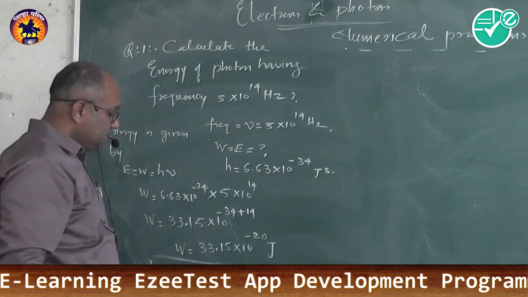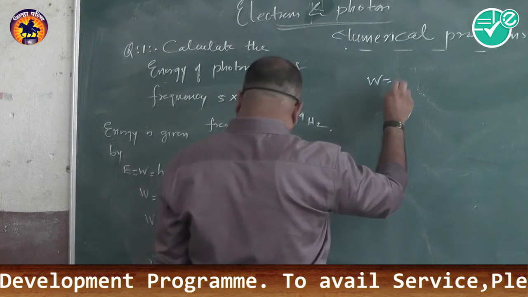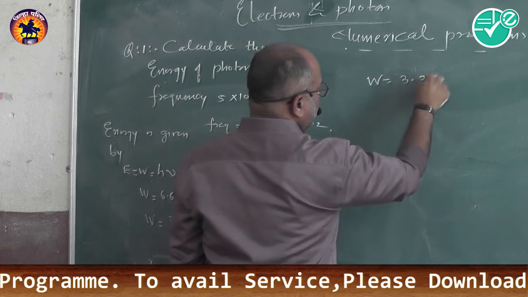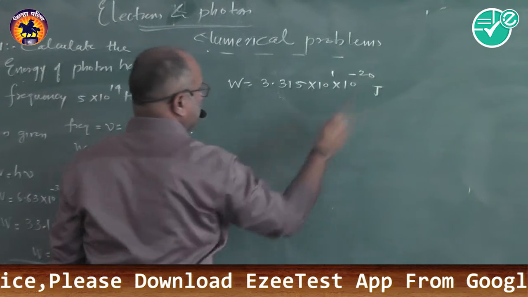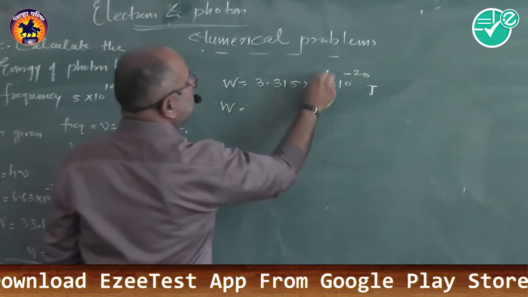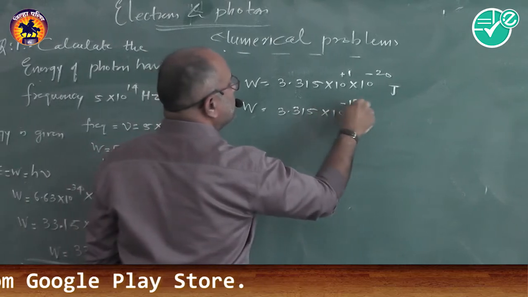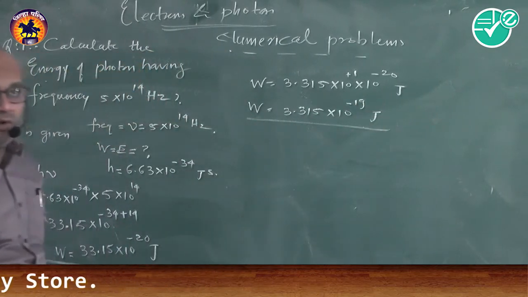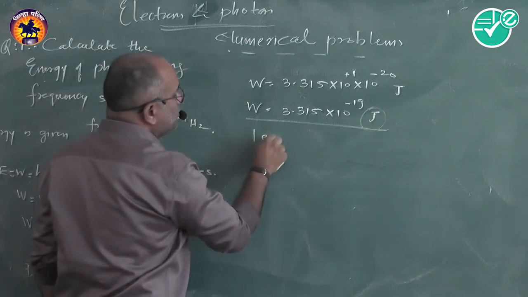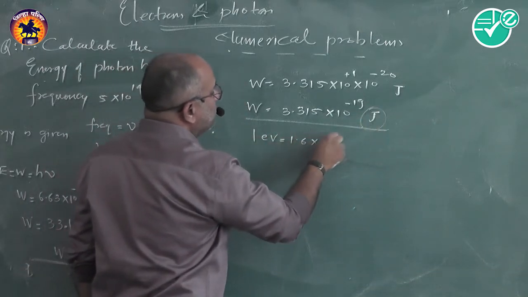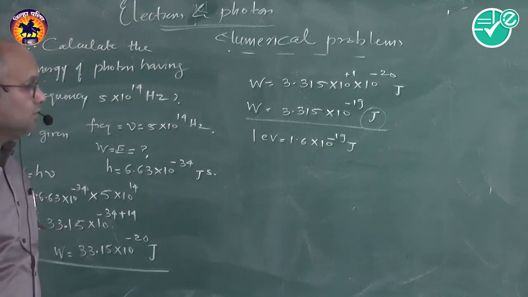Now this is the value in terms of the joule. I am writing this as W is equal to 3.315 into 10 raised to minus 20 joule. This is plus 1, so it becomes 3.315 into 10 raised to minus 19 joule. Now if I want to convert this joule energy into electron volt, then 1 electron volt is equal to 1.6 into 10 raised to minus 19 joule.